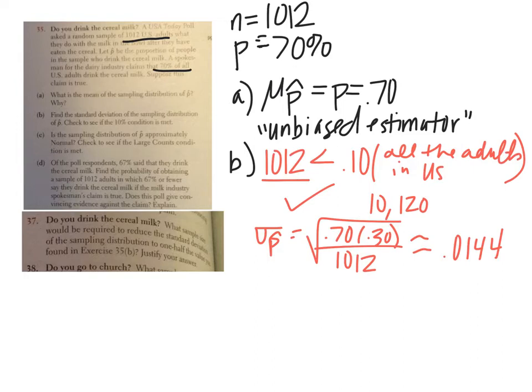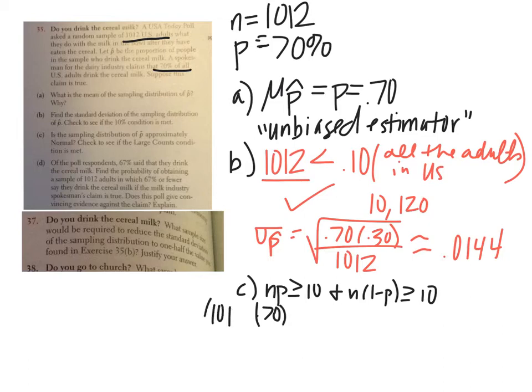Part C asks if the law of large counts is met, basically to determine if this is normal. So I'm going to check this again. Both have to be true, and they are. And you know what? Sometimes they're not. So you really do have to check.